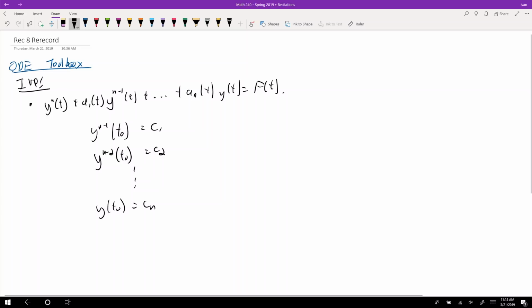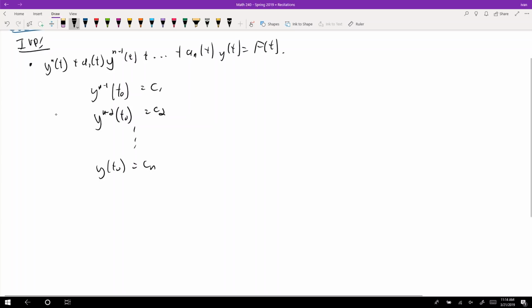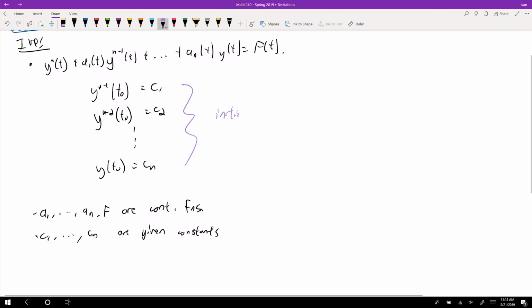Okay, and what does all of this mean? In this case, a1 through an and f are continuous functions, and c1 through cn are given constants. These constants c1 through cn will be given in the problem. These are called the initial values, or the initial conditions. Probably initial conditions is the word we want there.